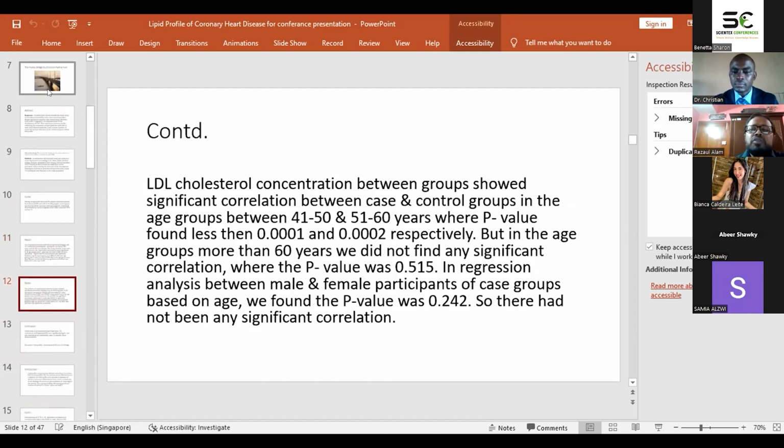LDL cholesterol concentration between groups showed significant correlation between case and control groups in the age groups between 41 to 50 years and 51 to 60 years, where the p-value was found less than 0.001 and 0.002, respectively. But in the age group more than 60 years, we didn't find any significant correlations, and the p-value was 0.515. In regression analysis between male and female participants of the case groups based on age, we found the p-value was 0.242, so there had not been any significant correlations.